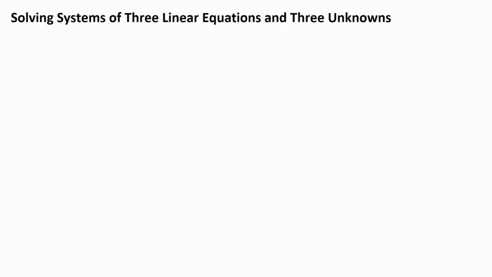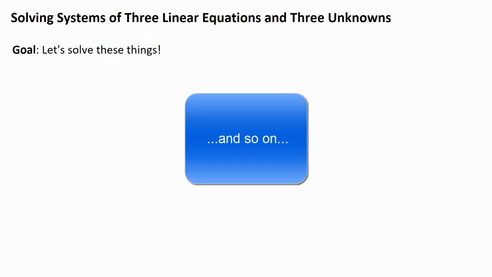In this section, we're going to take a look at solving systems of 3 linear equations and 3 unknowns. The goal, it's stated in the title. We're going to solve these things. And you can extend the method I'm about to show you to 4 equations, 4 unknowns, and 5 equations, 5 unknowns. Although we have machines, we have computers do it for us when we get too many unknowns.